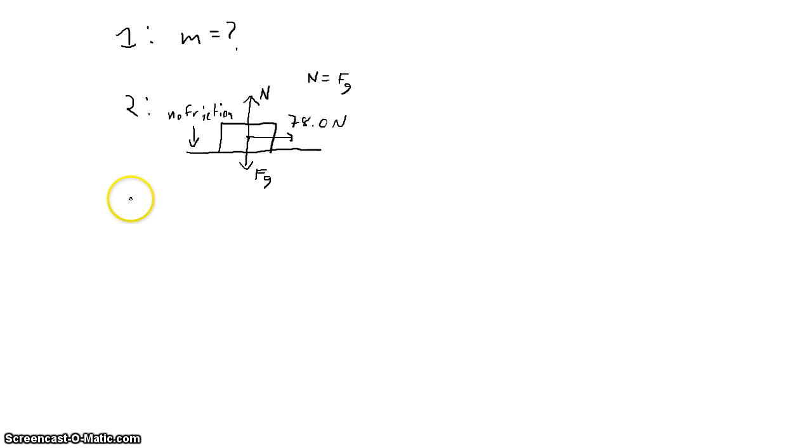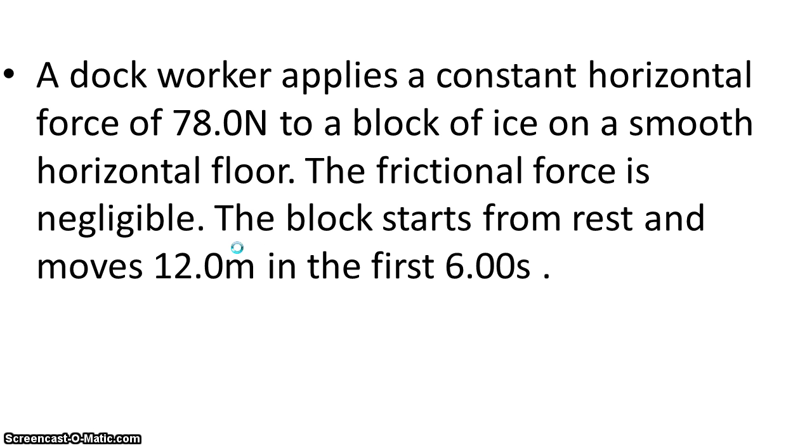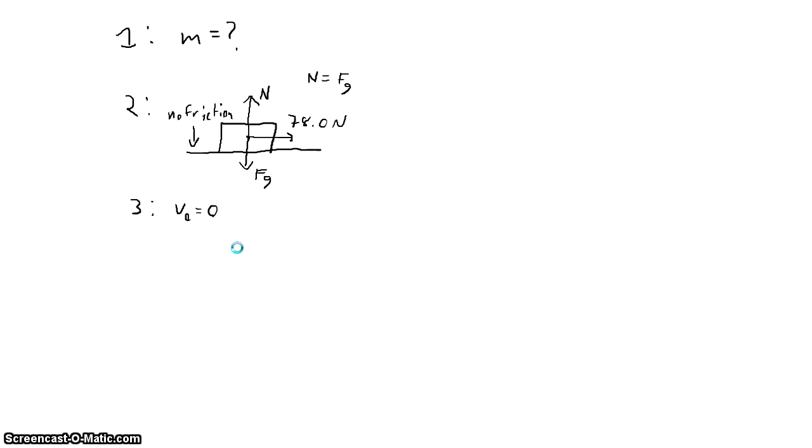Okay, so now step 3. Let's see what the problem gives us as far as information. We already have the force here being applied to the block of ice. We were also told that it starts from rest, so we know that the initial velocity is 0. We know, if we look back here, that the block moves 12 meters in 6 seconds. So let's record that as well. In other words, the displacement of the box is 12 meters at a time of 6 seconds. Okay, so that's the information from the problem.